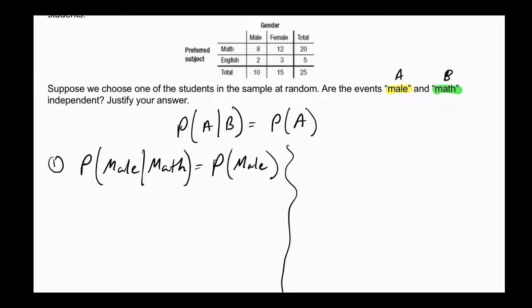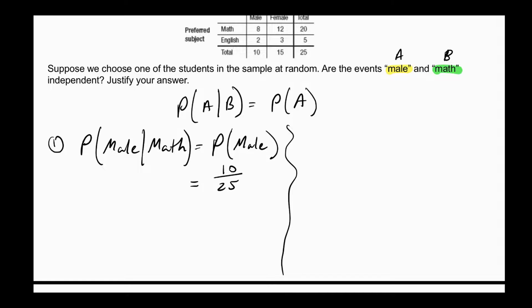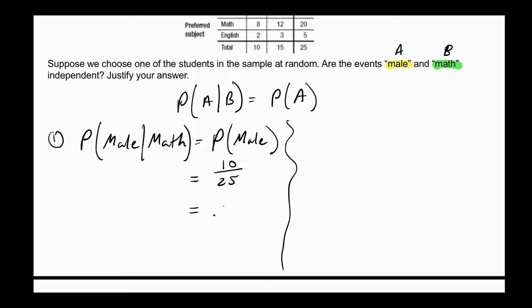All right, so let's do the easy one first. The easy one is just the probability of male. What's the probability of being a male in this class? 10 out of 25, right? 2/5, which is 0.4. Yeah, that's why I had 0.4. Good.